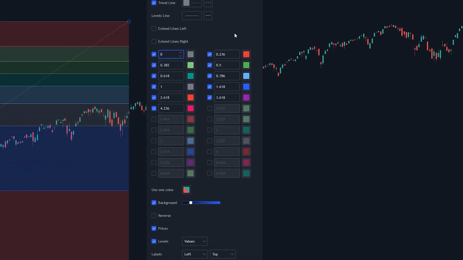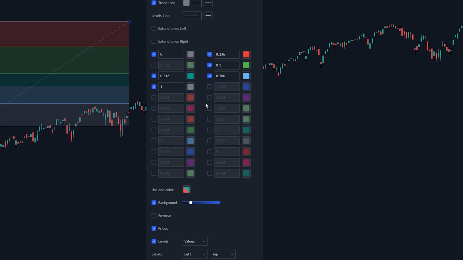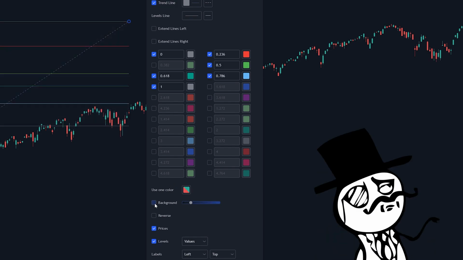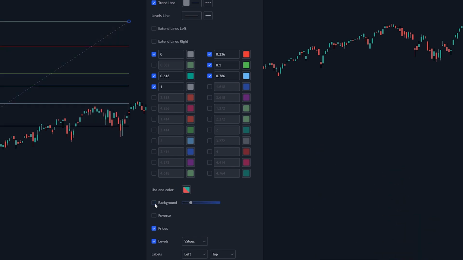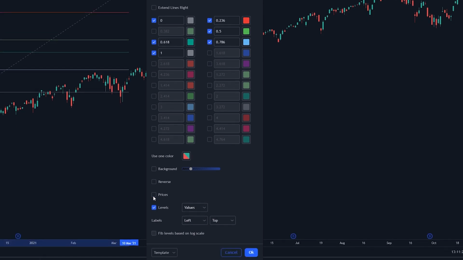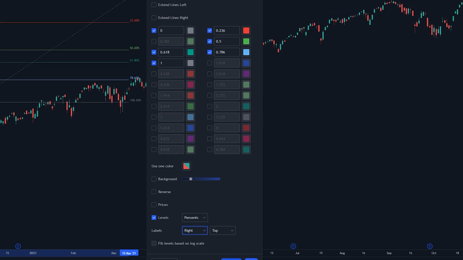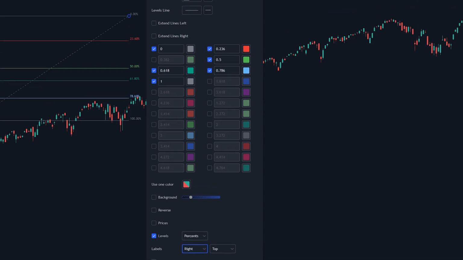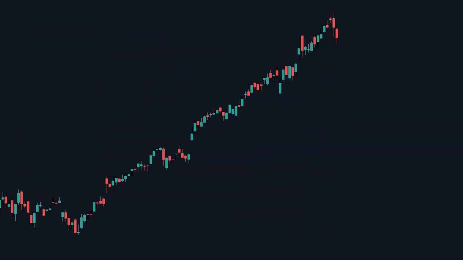What we want to do is uncheck 0.382 and then uncheck all the other boxes after 1. Next, uncheck the background. I know the colors are fancy and cool, but this mostly just makes your chart messy. Then uncheck prices and change the levels from values to percents. Also, change your labels from left to right. These are the settings that I have found work best for me, and it makes it really clean on the chart. So now that we have the correct settings, let's move on to how to use the tool correctly.